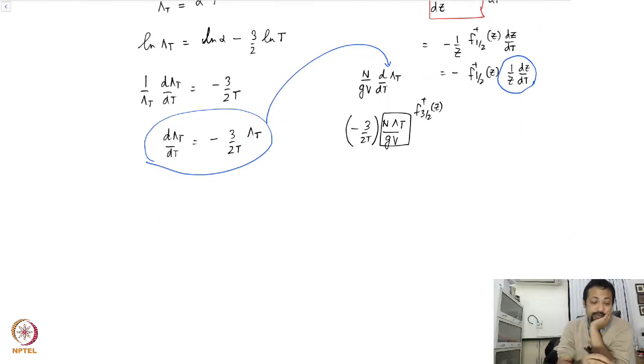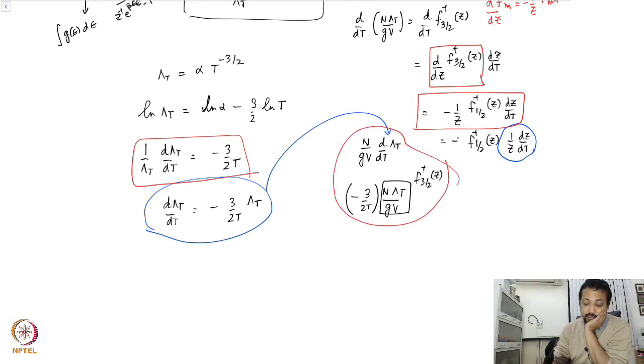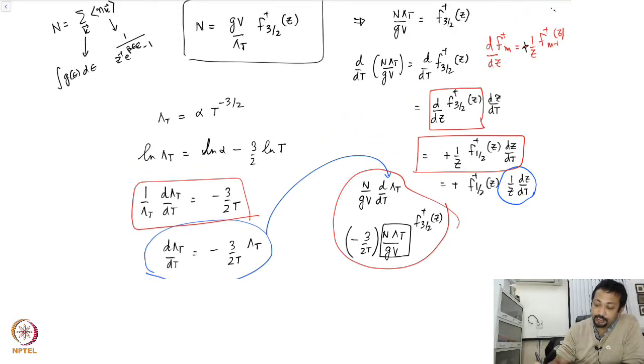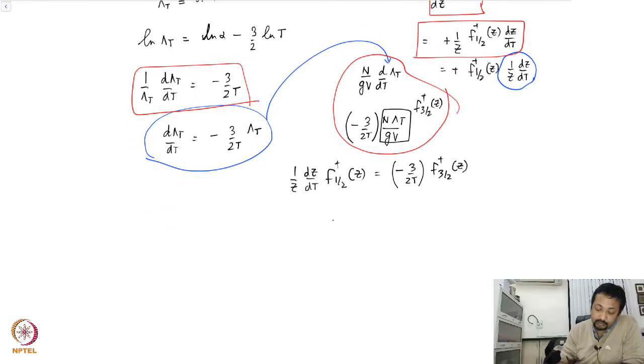But surprisingly, this quantity I have already started off with, which is f plus 3 by 2 of z. So if I use all this information now, this part, and then this going in the left hand side, I have, my mistake. There cannot be a minus here. This is going to be plus. The equation we derived was plus here. I have f plus half of z times 1 over z dz dt is going to be minus 3 by 2t f plus 3 by 2 of z, so that 1 over z dz dt is going to be minus 3 over 2t f plus 3 by 2 of z divided by f plus half of z.